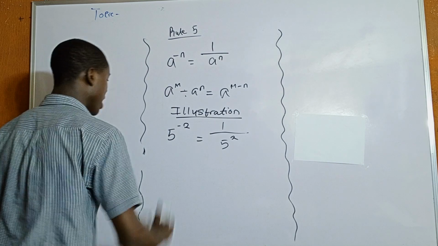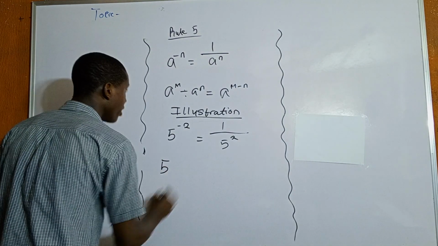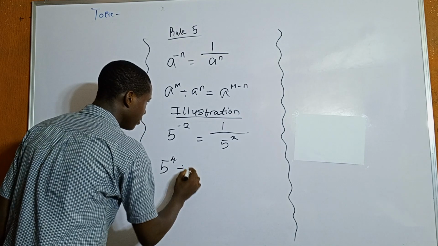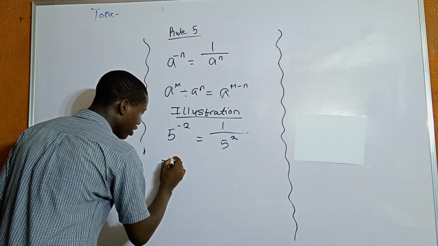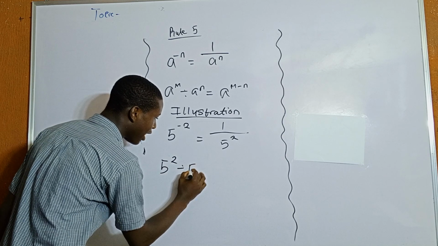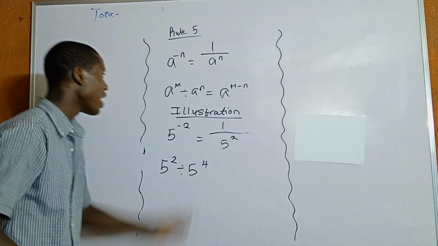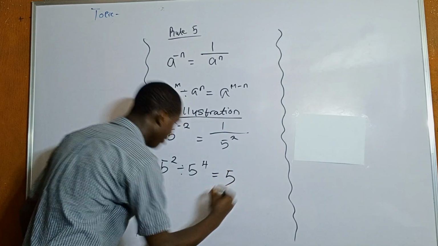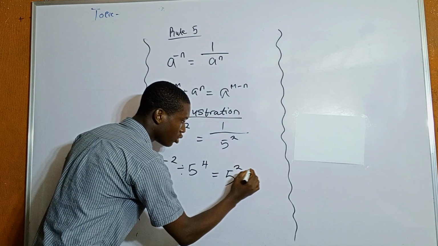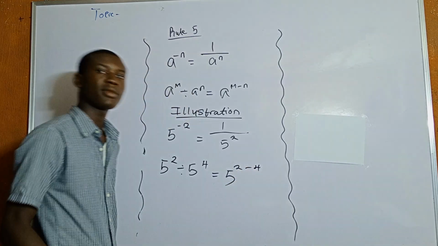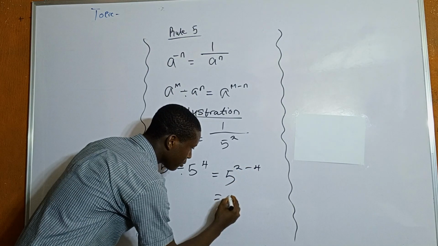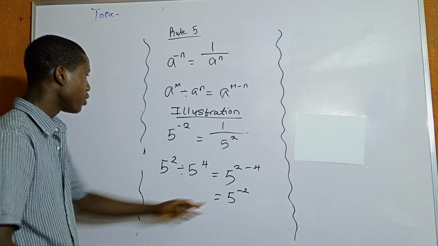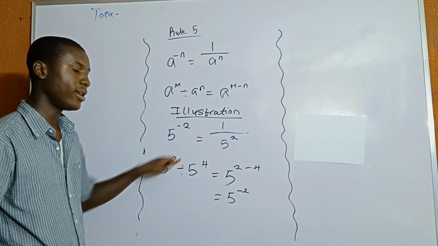According to rule 2, if we are given 5 raised to the power 2 divided by 5 raised to the power 4, we will have it equal to 5 raised to the power what? 2 minus 4. That will be equal to 5 raised to the power minus 2, right? Which is the question we were given originally.